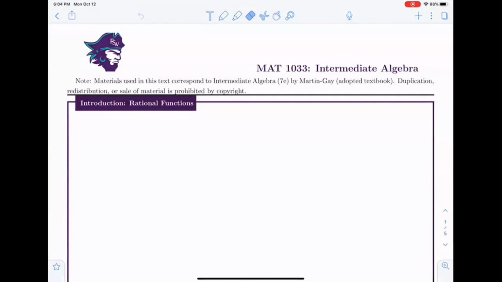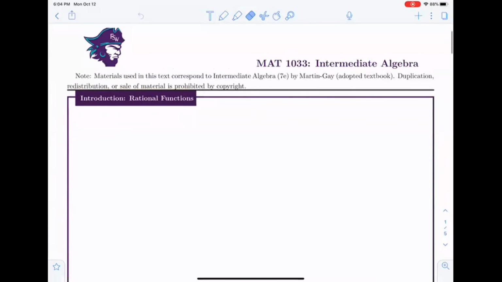So rational functions, we all know what functions are. Rational functions, if you look at the keyword for rational, it is ratio. And we all know what a ratio is. A ratio is simply one number divided by another number.